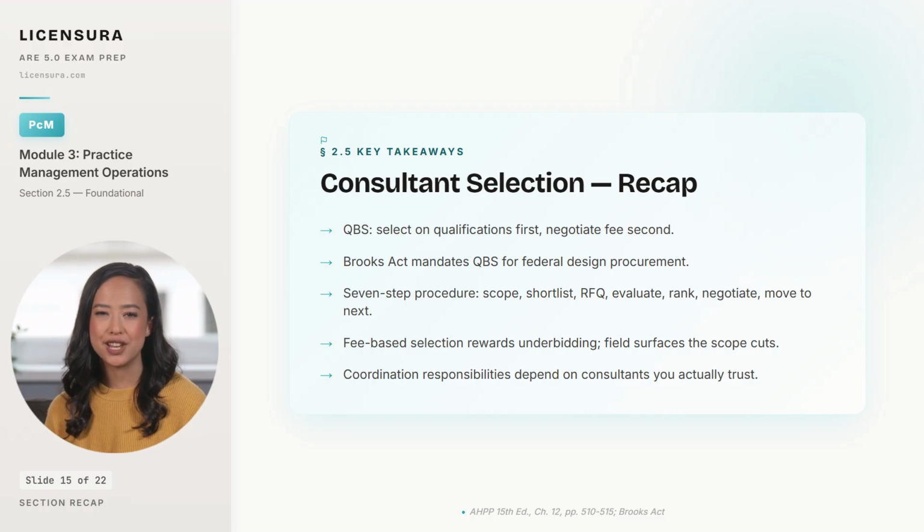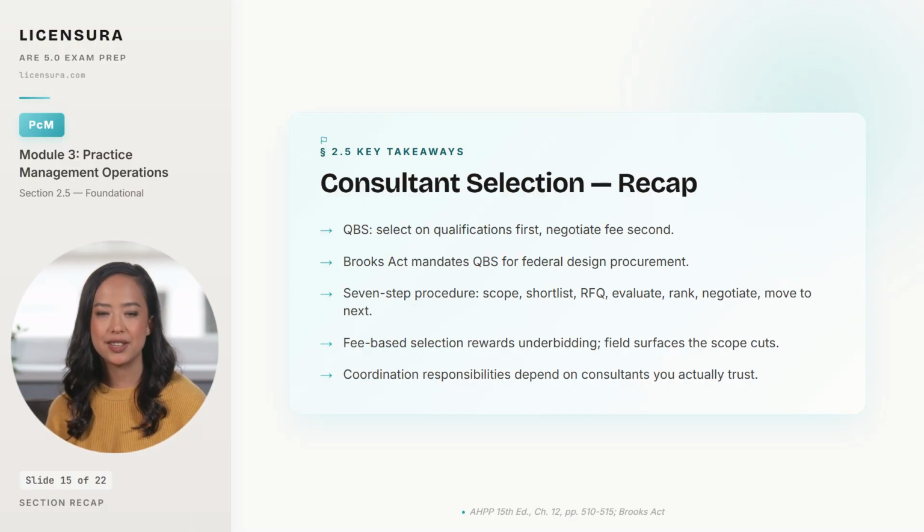Third, the 7-step procedure runs scope, shortlist, RFQ, evaluate, rank, negotiate, and move to the next firm if negotiation fails. Fee is the final variable, opened only with the top-ranked firm. Fourth, fee-based selection rewards firms willing to underbid the actual scope. The cut scope surfaces during construction as change orders, RFIs, and disputes that consistently exceed whatever the procurement saved.